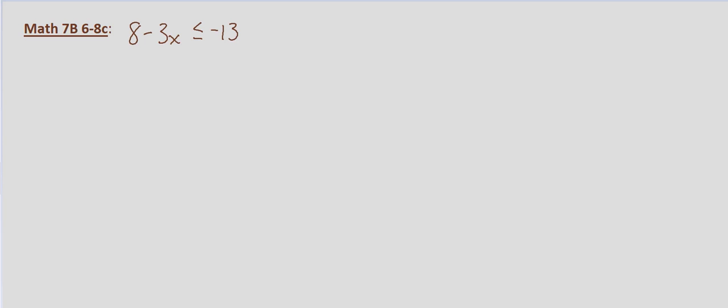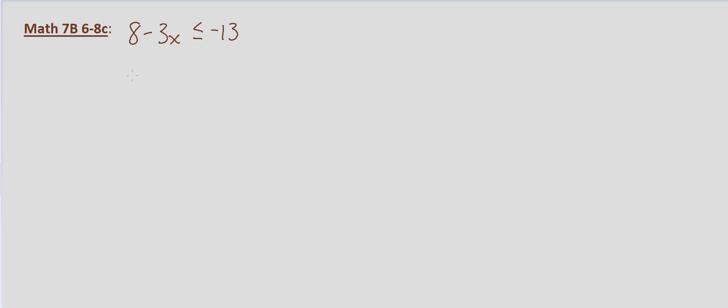So we're still looking at solving two-step inequalities. In this case, we need to be careful because we're going to be dividing by a negative number. And remember that when we multiply or divide both sides of an inequality by a negative value, we have to switch the direction of the inequality symbol.